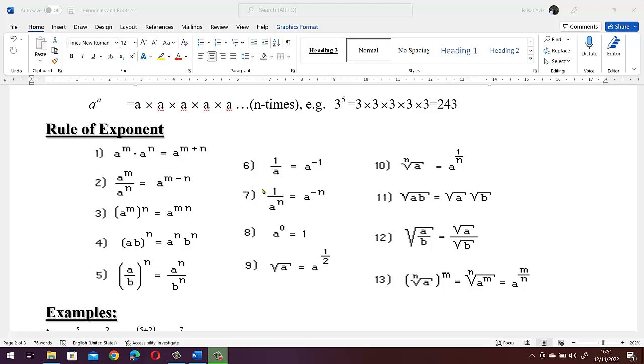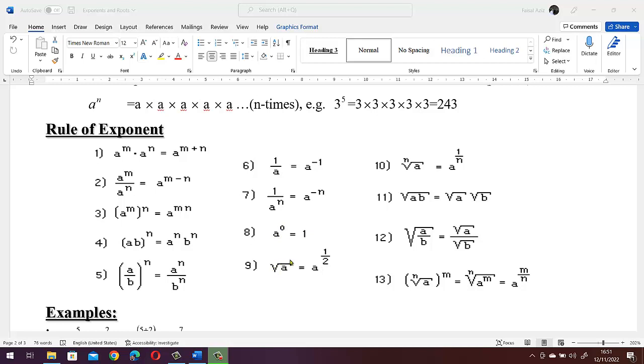divided by b power n. Similarly, when we have 1 upon a variable, let's say 1 upon a, when we shift a to the numerator, its power will become minus. And if we have 1 upon a variable carrying power n, it will become a power minus n. Similarly, any variable which carries power 0, its answer will be 1.